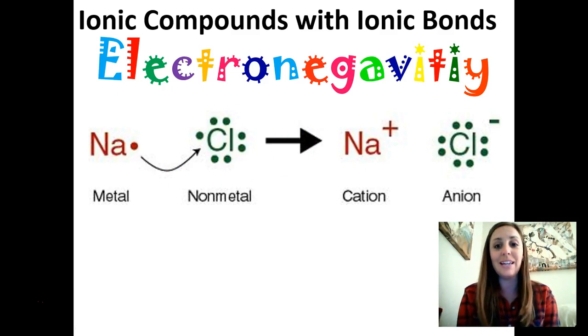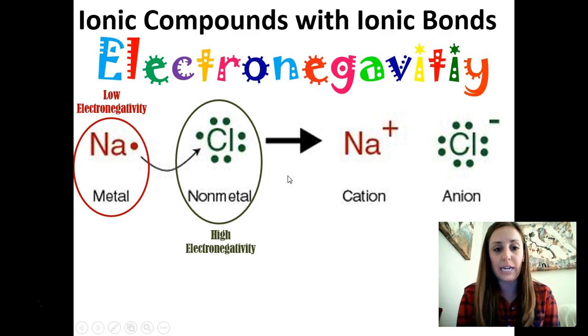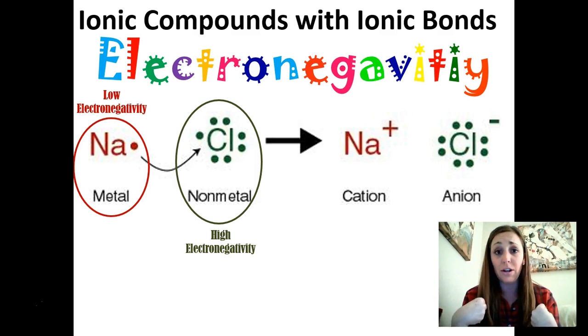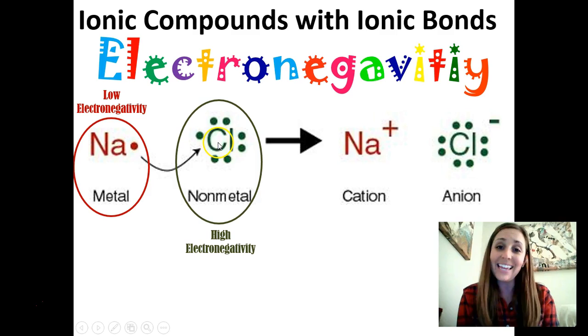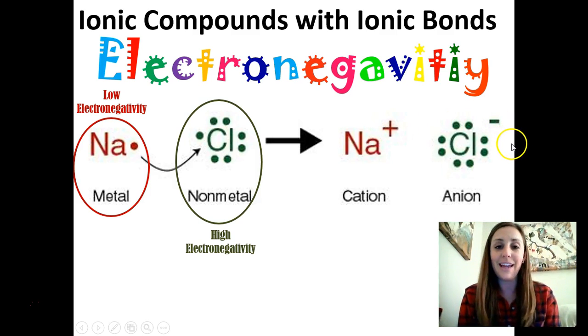Well, the answer is electronegativity. Sodium is just an example, but sodium has a really low electronegativity compared to chlorine here, which has a high electronegativity. And if you remember, electronegativity is the ability to pull an electron. So since chlorine has a high electronegativity, it is able to pull that electron right off of sodium. And that's your ionic bond. The electrostatic attraction between this positive and this negative is called the ionic bond.